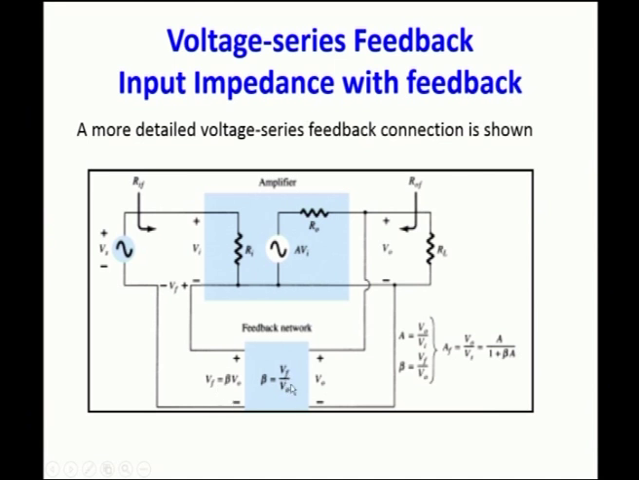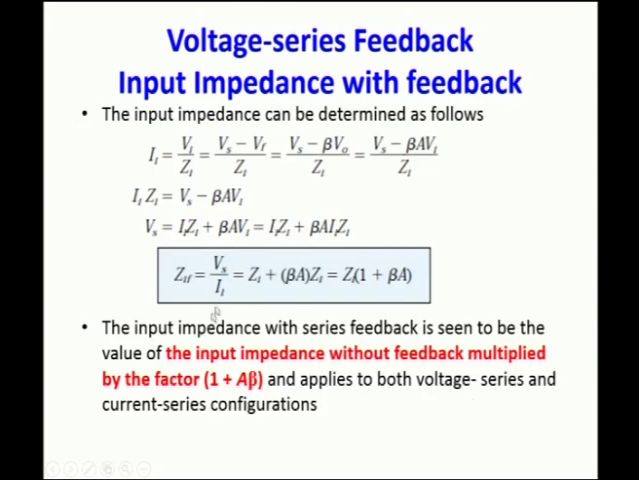And what is Vf now? Vf is equal to beta V naught, so this has to be used in the calculation now. The input impedance can be determined from I, the input current, which can be written as the input voltage divided by the input impedance. We know that with feedback, the input voltage is the difference between the source voltage and the feedback voltage, and this feedback voltage is replaced by beta V naught, as we have seen just now.